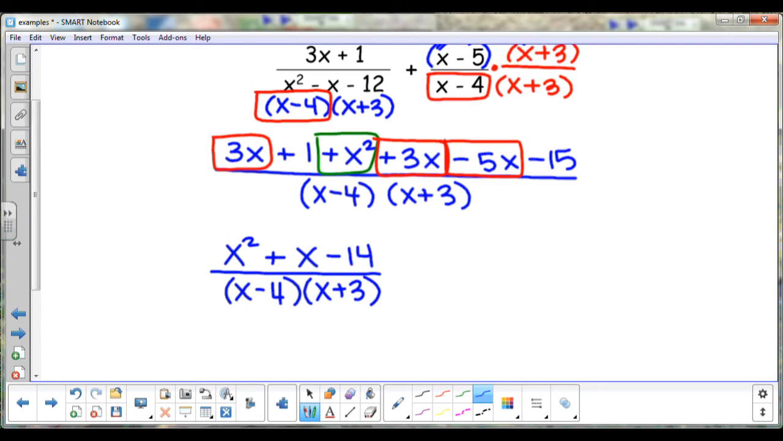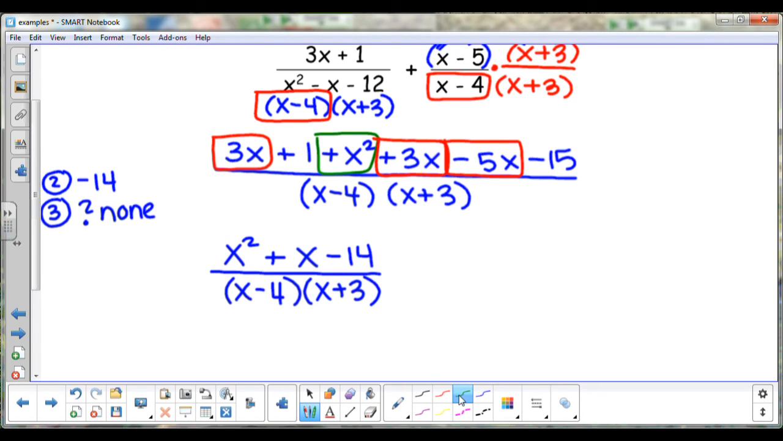One last step that I need to look at is, can my numerator factor any further? So I would take my a term times my c term, so 1 times negative 14, and I want to see, do I have factors of negative 14 that would add up to a positive 1, which is my b term. I do not. The only factors of 14 are 7 and 2 and 1 and 14, neither of which add up to a positive 1. So this is finished.